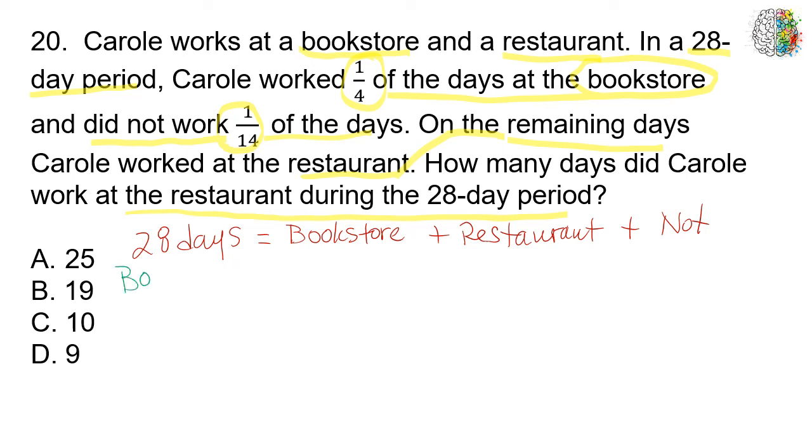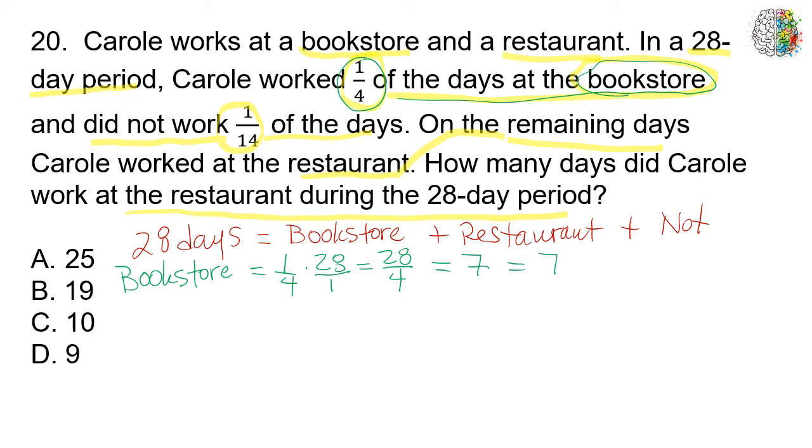So let's start with the bookstore. It tells us that she worked 1/4 of the days at the bookstore. So that means 1/4 times the total 28 days is going to equal the number of days that she worked at the bookstore. Now if I want to multiply, I need to convert my whole number 28 to a fraction by dividing by 1. Then I'm going to multiply straight across to give me 28 divided by 4. So 28 divided by 4 is going to equal 7. That means I have 7 days at the bookstore.